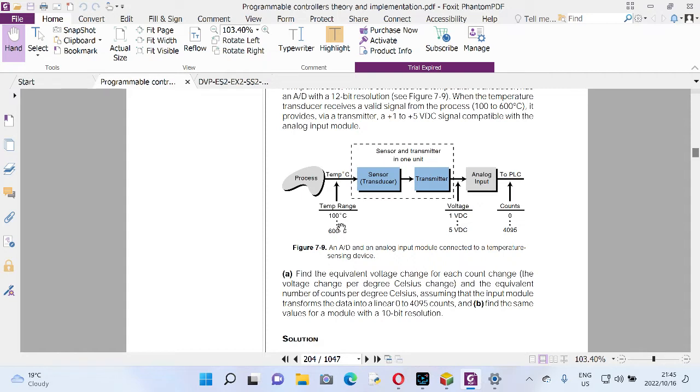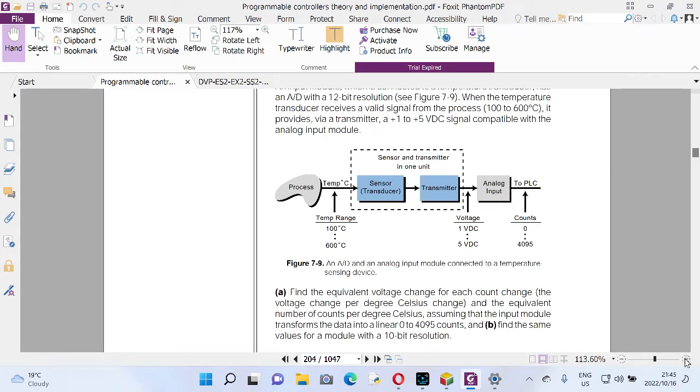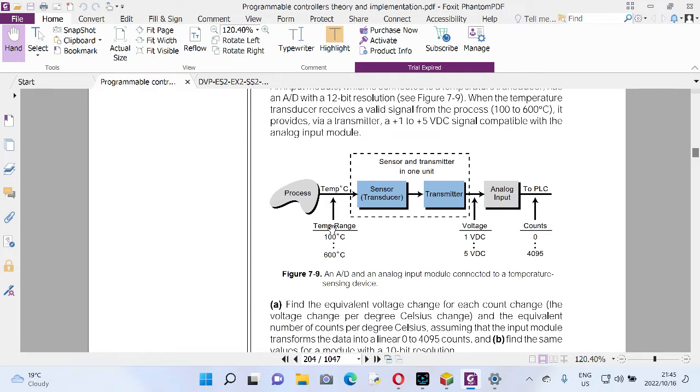So from a process, we put our temperature sensor, and given this process that I have here, we are measuring a temperature range from 100 to 600 degrees. We are measuring from 100 to 600 degrees. So our sensor is measuring a range of 100 to 600 degrees.